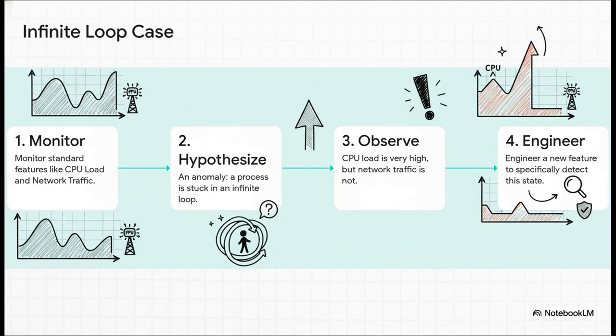But then we start thinking, what about a really specific tricky failure? Like what if a single process on a server gets stuck in a crazy infinite loop? In that case, you'd see the CPU load go through the roof, but network traffic would be basically zero because the machine isn't talking to anyone. It's just spinning its wheels internally. Now that combination, that's our clue.